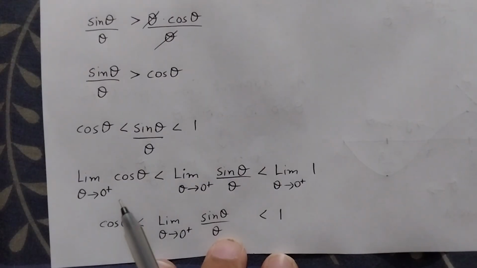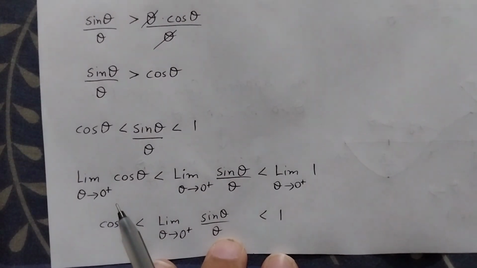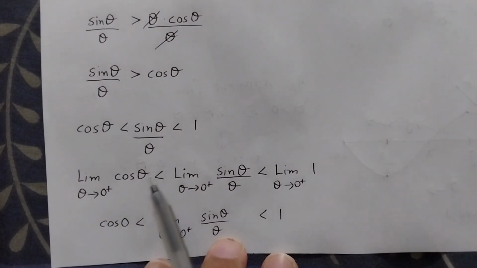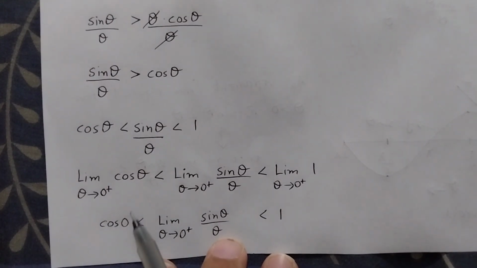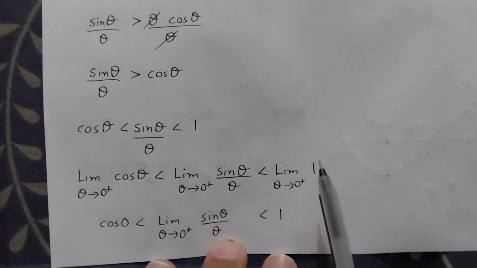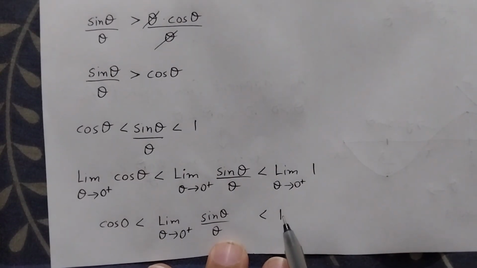So if theta is approaching 0, we can easily find this limit by putting 0 in this function. So this limit will be equal to cos of 0, and cos of 0 is 1, and this doesn't even involve theta, so it will remain 1. So cos 0 is 1.